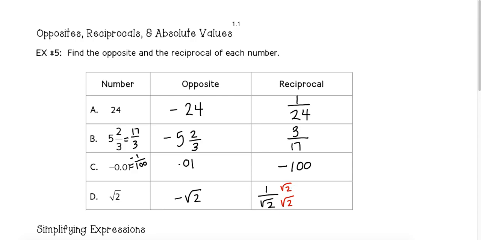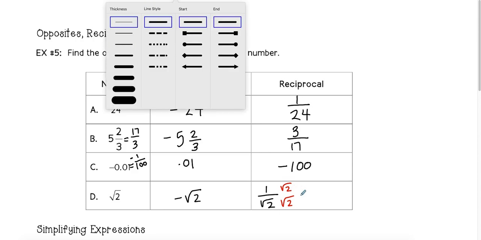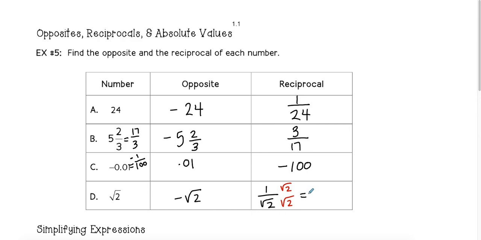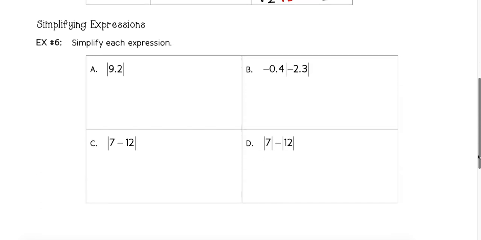So let's go ahead and do that. This is going to equal, remember, we multiply straight across the top, straight across the bottom. So 1 times root 2 gives me root 2. And then we have root 2 times root 2, or in other words, root 2 squared. So the radical and the squared cancel, or you can multiply 2 times 2 is 4, so this is square root of 4. Square root of 4 is 2. There's no longer a radical in my denominator, so it is rationalized and good to go.